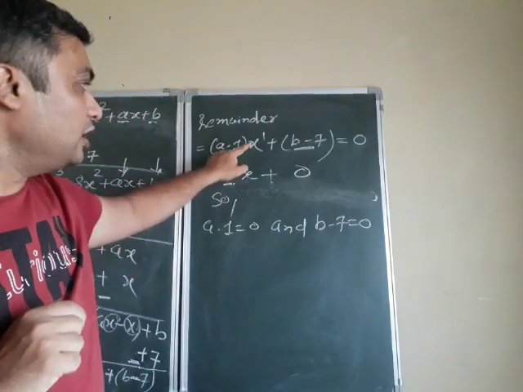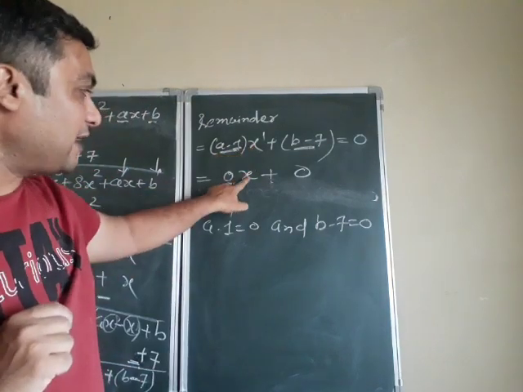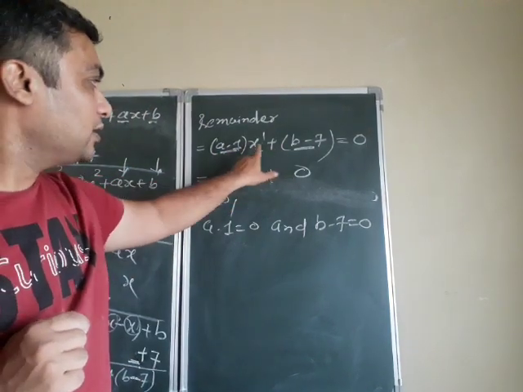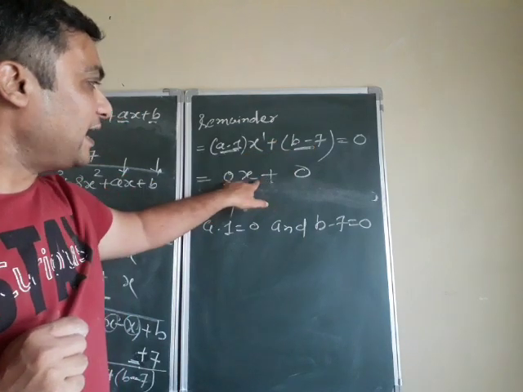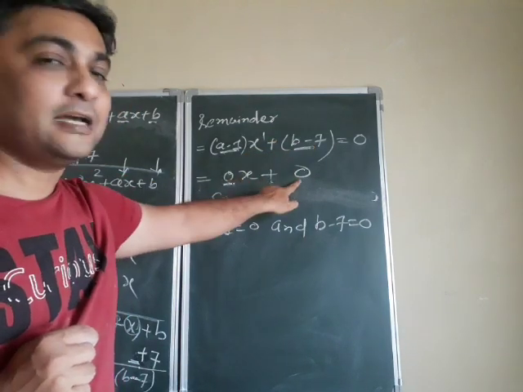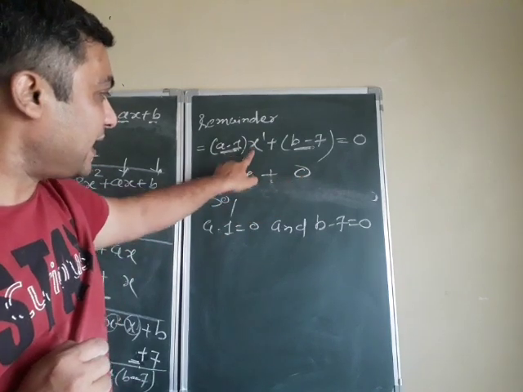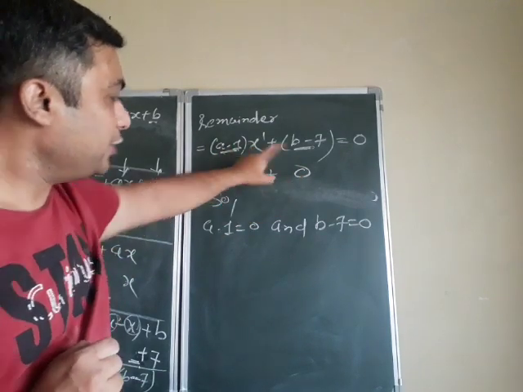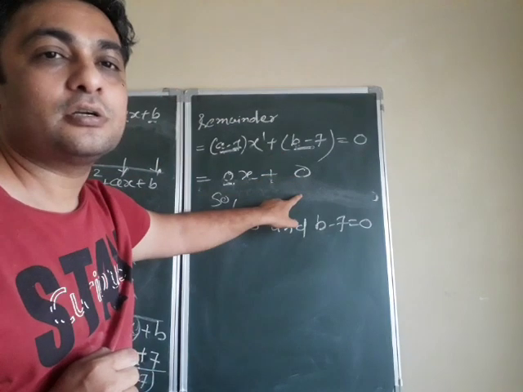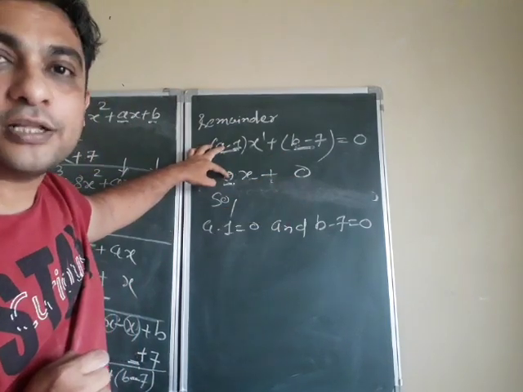Understood or not? So a linear polynomial you can compare with linear. First of all, this is a linear polynomial, so I have to express my remainder as a linear polynomial. So 0x plus 0. Now you can compare x coefficient with x and you can compare constant with constant. Same terms work together.